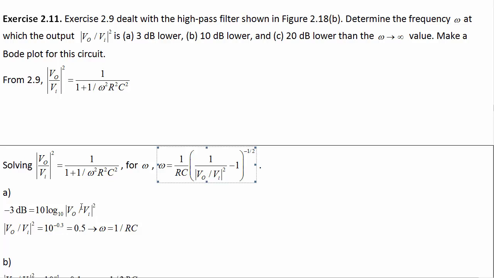All right, that tells us what we need for V naught over Vi squared. We find by dividing both sides by 10 and then taking that as the exponent on a 10, that V naught over Vi squared has to be 0.5. Substituting that in here, we find that a frequency of 1 over RC is going to give us a 3 decibel attenuation.